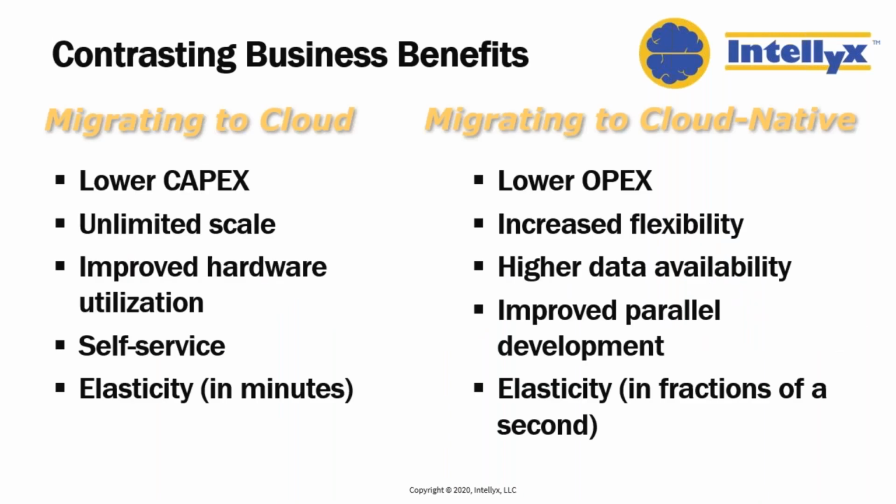So when we talk about migrating to the cloud, one of the most common business benefits is lower capital expense, or CapEx, right? You don't have to buy your hardware anymore. So instead, you're paying as you go for your cloud provider's hardware, whatever part of it that you need to use. You're paying on a per minute basis or whatever the deal is. So you don't have that capital expense. Presumably, you have unlimited scale.